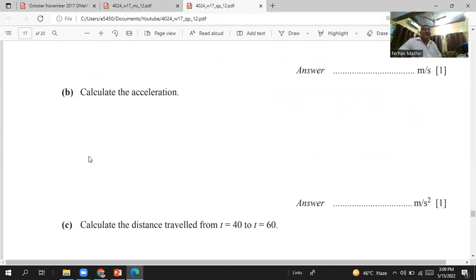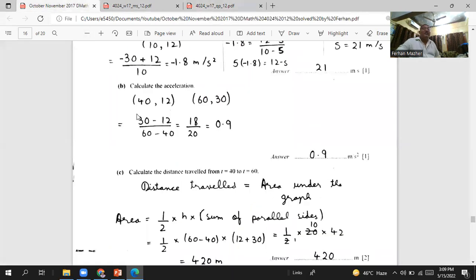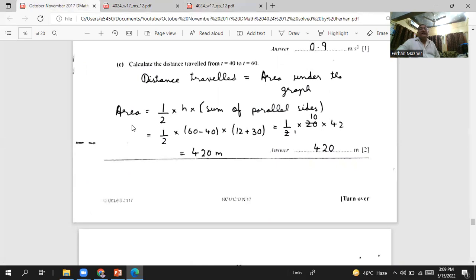calculate the distance traveled from T40 to T100. So if you want to find out the distance traveled from T40 to T100, you will have to find the area under the speed time graph, and that shape is a trapezium. One parallel side will be 12, the other parallel side will be 30, and the height of the trapezium is 20. So we will apply the formula of the area of the trapezium, and that is 1 by 2 into height into sum of parallel sides.